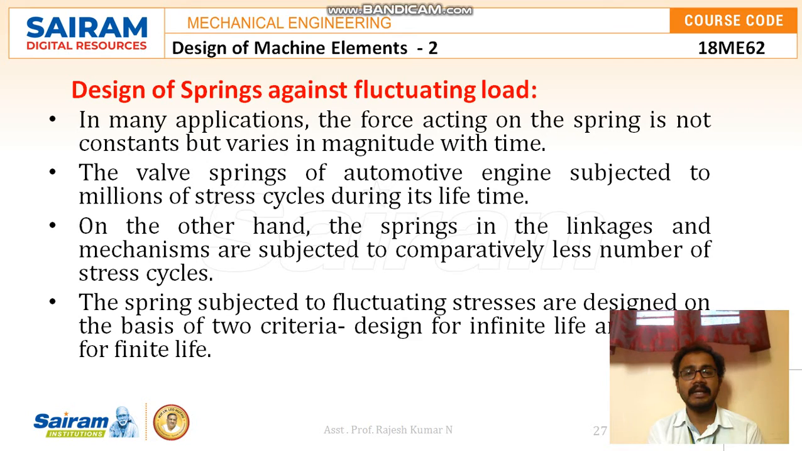If you take any cycle, maybe the upper amplitude and lower amplitude may not be the same. And if the upper amplitude and lower amplitude are the same, we call that one cycle, where the second cycle amplitudes may not be the same as the first cycle amplitudes. So such kinds of loads we call a fluctuating load.